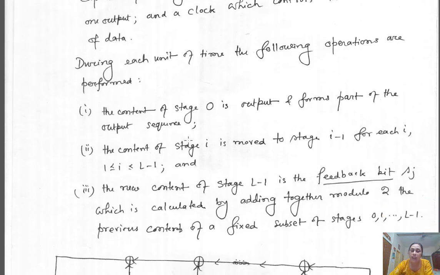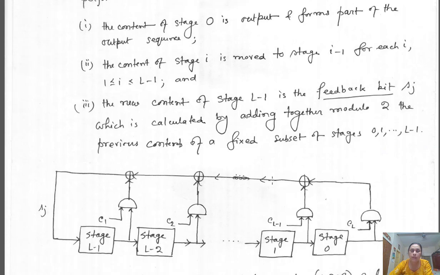The content of stage I is moved to stage I minus 1 for each I from 1 to L minus 1. If you see the figure, this is stage 0, stage 1, stage L minus 2, stage L minus 1. So this is an LFSR of length L. And the output of stage 0, essentially the content of stage 0, forms a part of the output sequence.